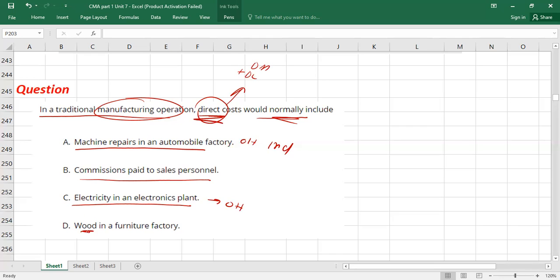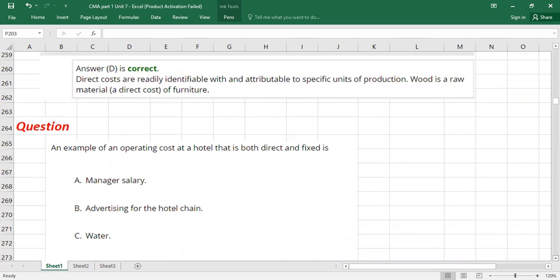Then what? Wood in a furniture factory. Wood would be direct material because it is an identifiable, major part and a major cost also. So option D is correct. Understood? This is the direct cost. And then we have another question quickly. Please go through, guys.